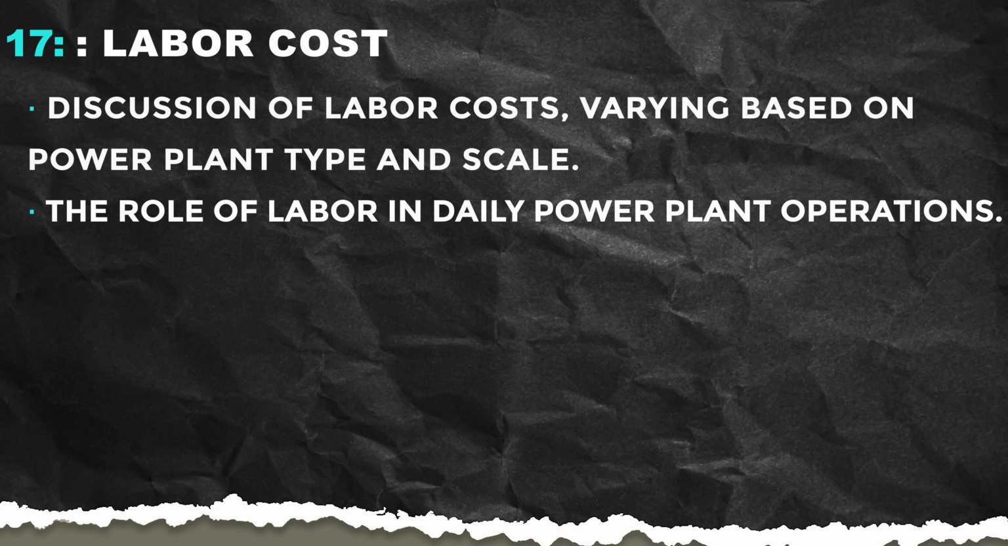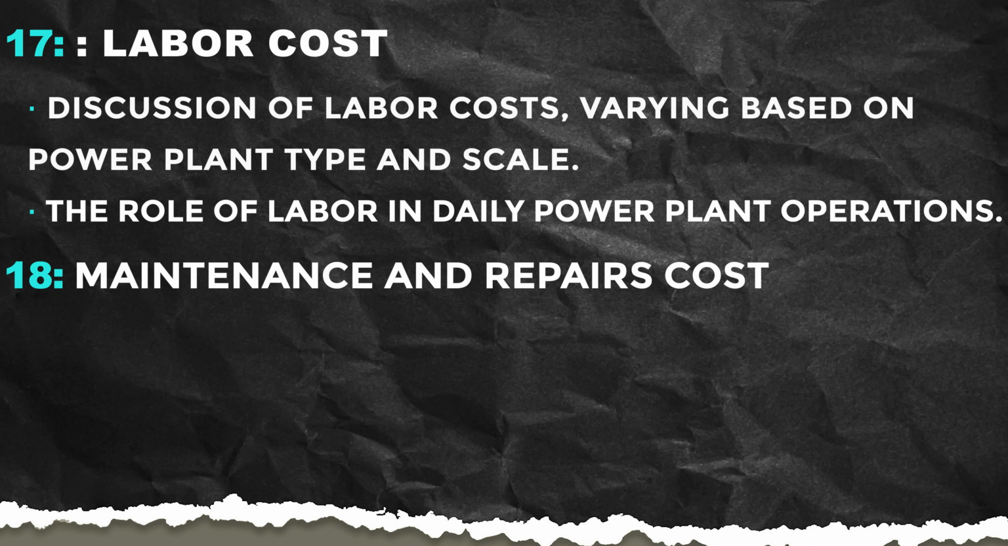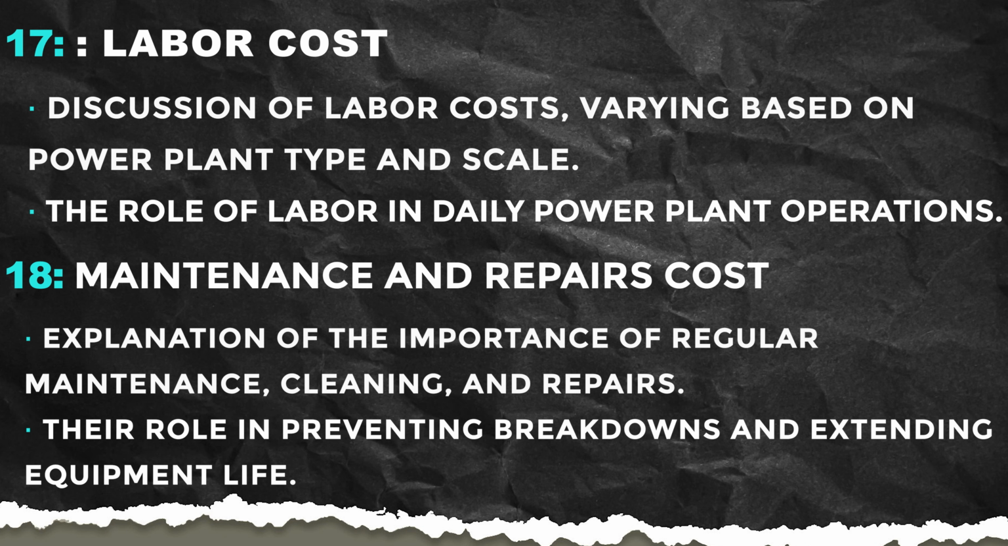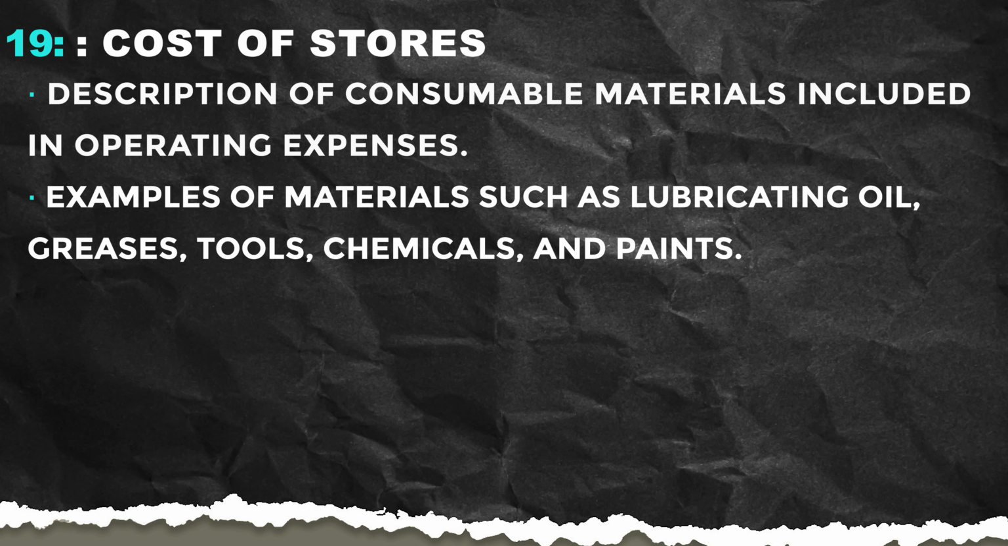Next, in labor cost we will discuss labor cost varying based on power plant and scale, and the role of labor in daily power plant operation. After that we will see maintenance and repair cost, an explanation of the importance of regular maintenance, cleaning and repairing, and their roles in preventing breakdowns and extending equipment's life. After that we will see the cost of storage, whether it is consumable or unconsumable material, including its expenses. Examples are materials such as lubricating oil, grease, tools, chemicals and paints.